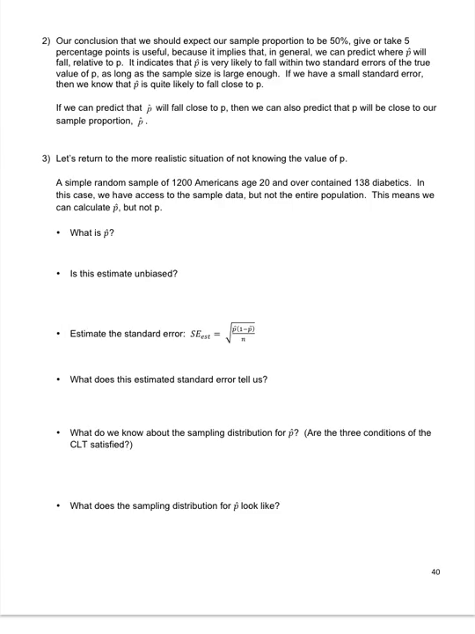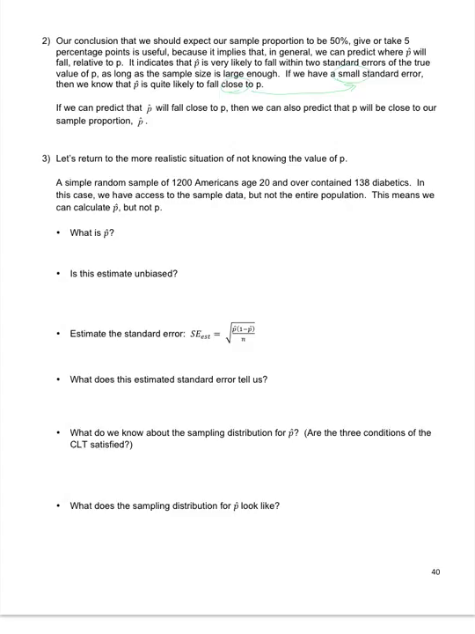Okay, so number 2, our conclusion that we should expect our sample proportion to be 50%, give or take 5 percentage points, is useful because it implies that in general we can predict where p hat will fall relative to p. It indicates that p hat is very likely to fall within 2 standard errors of the true value of p, as long as the sample size is large enough. If we have a small standard error, then we know that p hat is quite likely to fall close to p.